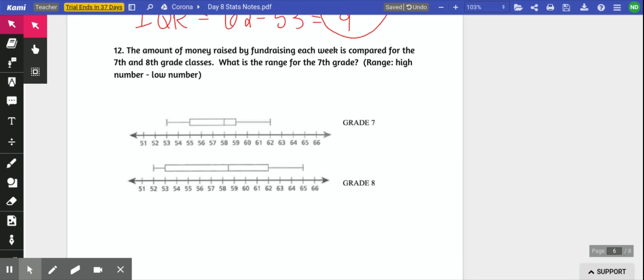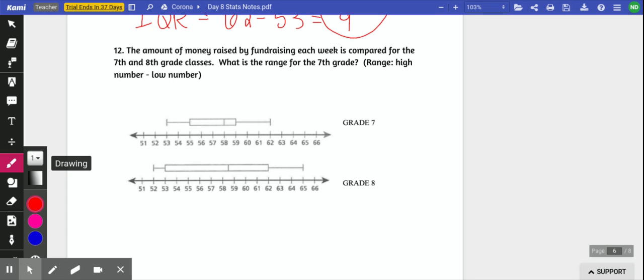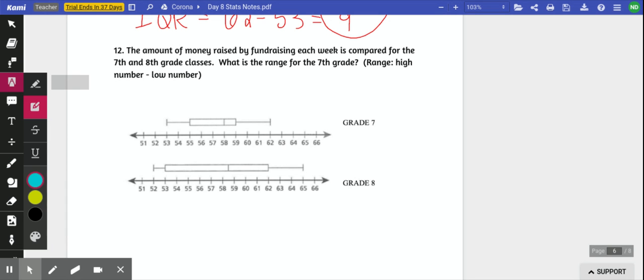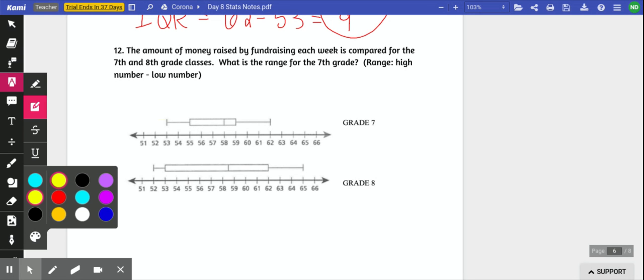Number 12 says, again, the amount of money raised by fundraising each week is compared for the 7th and 8th grade classes. What is the range for grade 7? So now remember, the range is different than the interquartile range. The range is just the highest number or the maximum minus the lowest number or the minimum. So we need to identify our minimum and our maximum on a plot. Our minimum is shown at the end of the whisker, and our maximum is shown at the end of the other whisker.